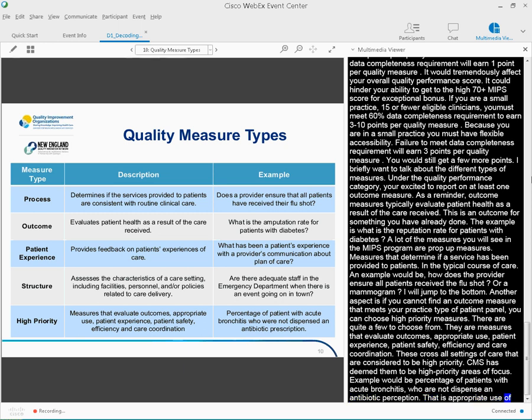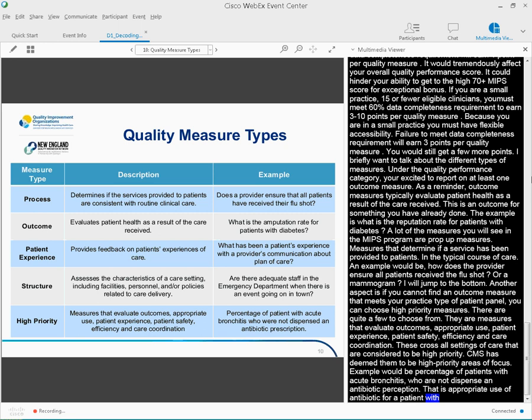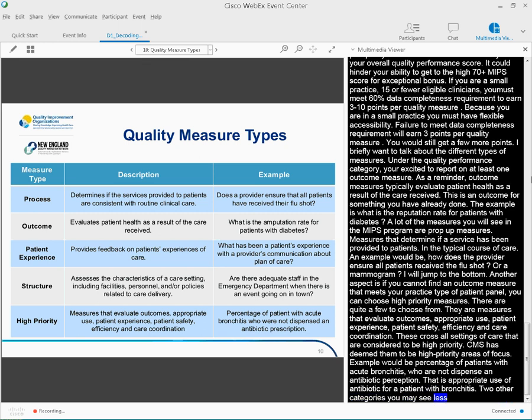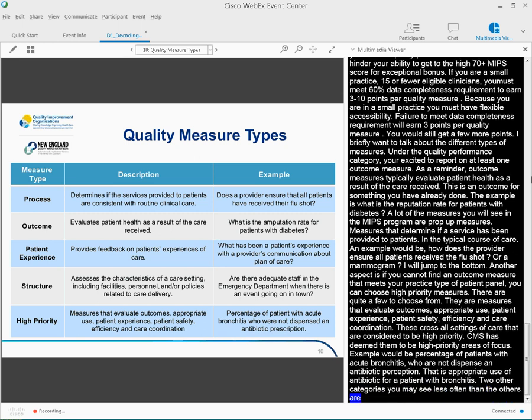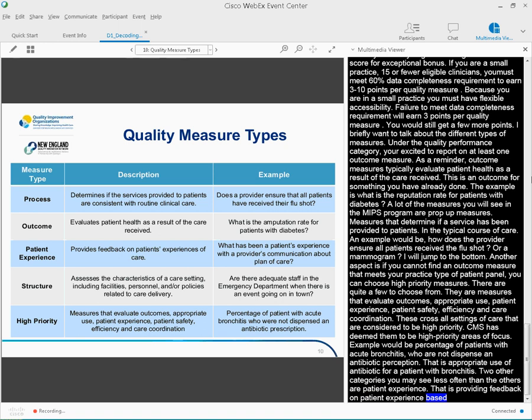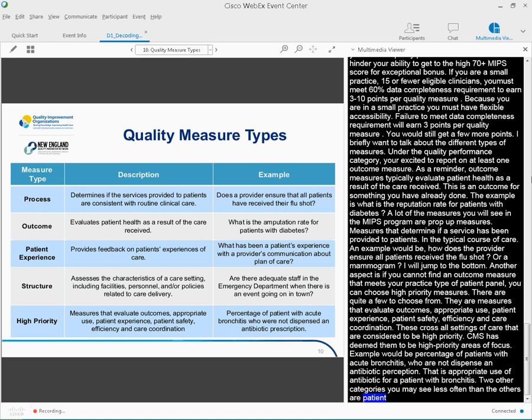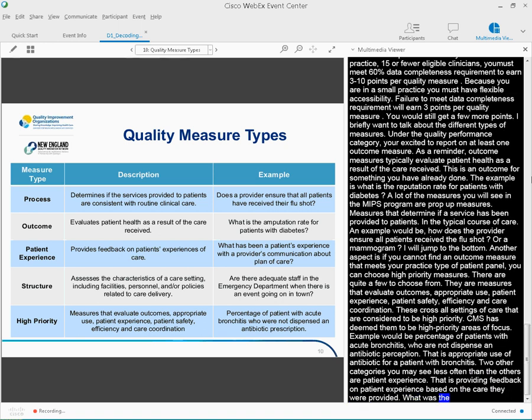Two other categories you might see a little less often than the others are patient experience. Again, that's just as the name would denote. That's providing feedback on patient experiences based on the care that they were provided. So what was the patient's experience with the provider's communication about their care plan? Did they meet their expectations? Whatever the case might be.